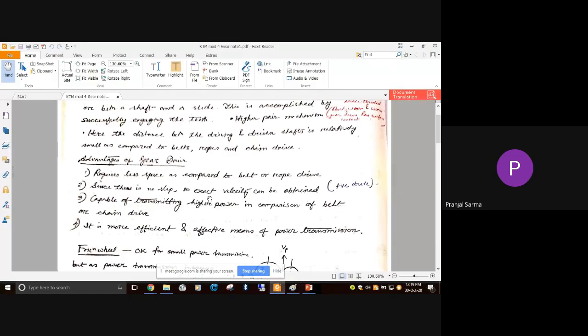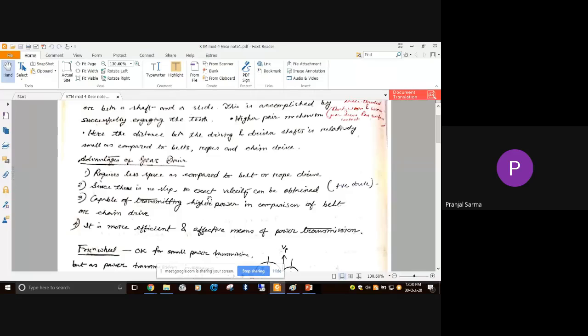And for proper meshing, definitely there are certain considerations that we have to consider, all those dimensions, the module of the gear, or the gear tooth profile. Those things we definitely have to consider. But the thing is, we have a minimum of two gears, and they have to be properly meshed. After that, we can expect that some motion transfer or torque transfer will happen.